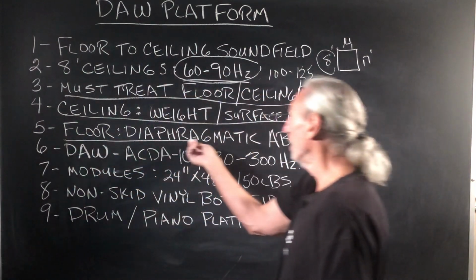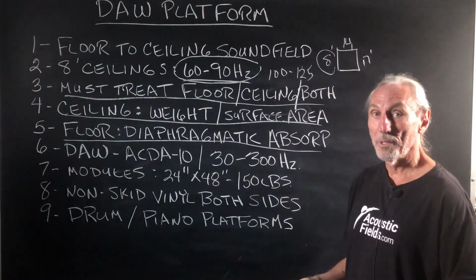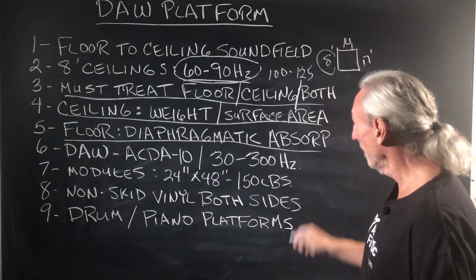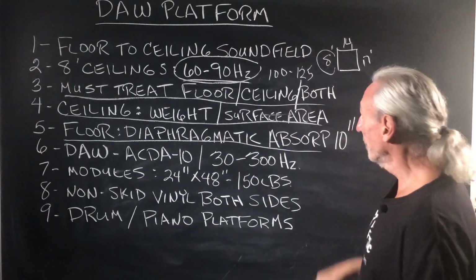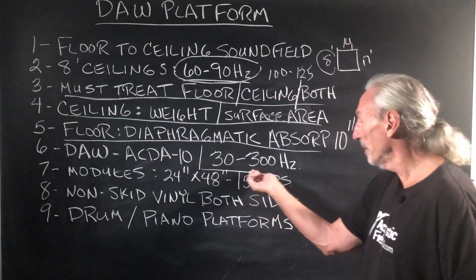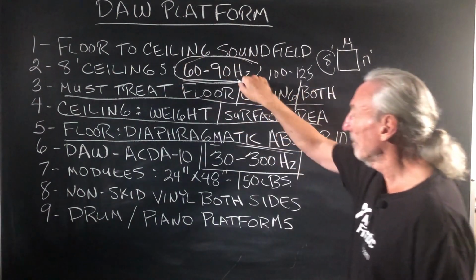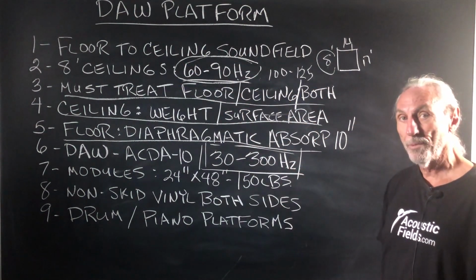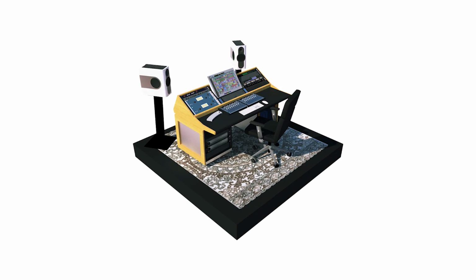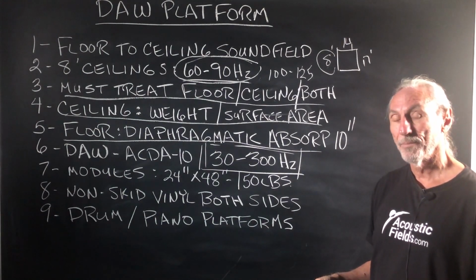So what we're going to do here is treat the floor. If we can't treat the ceiling, we can at least treat the floor. Now, how much of the floor space do we have to give up? 10 inches. That's the depth of the DAW platform. So we put the platform in, which is really strong from 30 to 300 cycles. So we get real good coverage because the platform performs really well. You set your workstation on it, your chair and everything else, and we're treating the floor. We're treating enough surface area, hopefully, to compensate for a good percentage of that floor to ceiling problem.